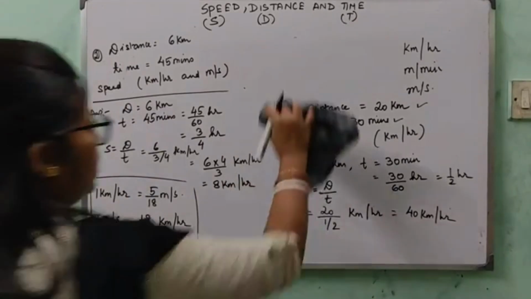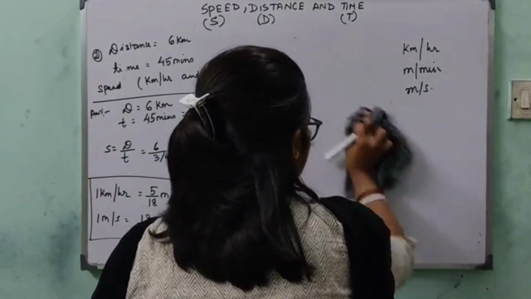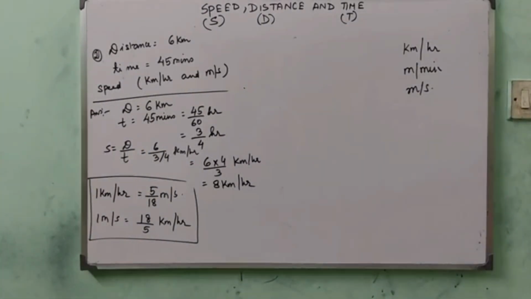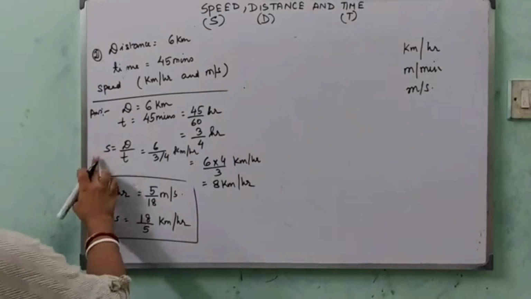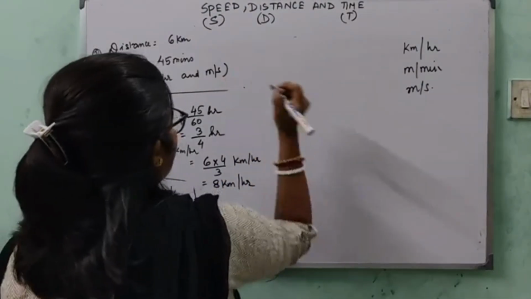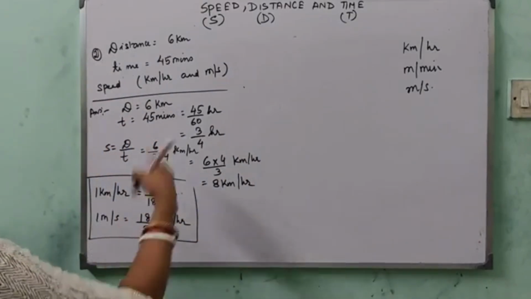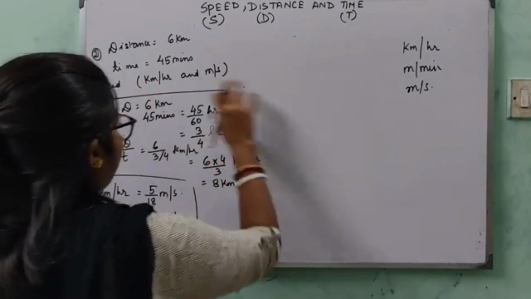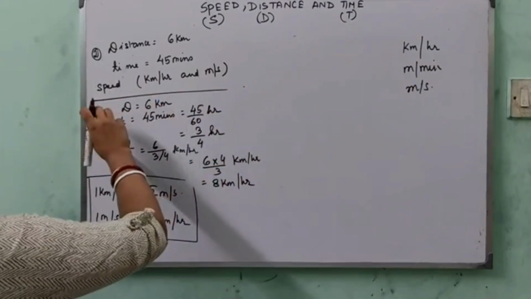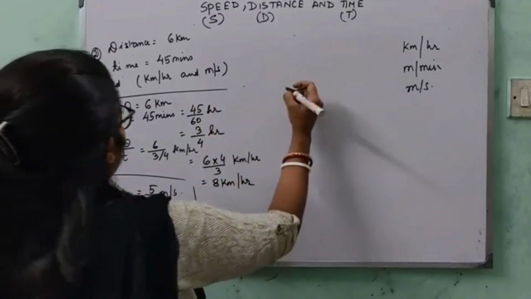All right. Now if I had to do it in kilometer per hour, this is the process. Now if it is to be done in meter per second, both ways are possible, using this conversion or converting all the distance to meters and times to seconds.